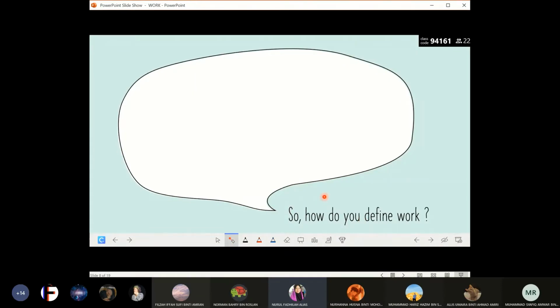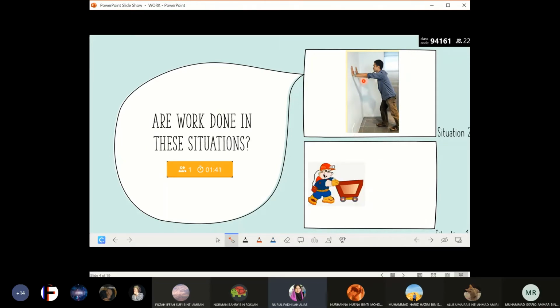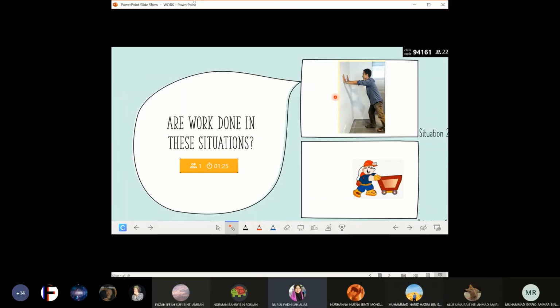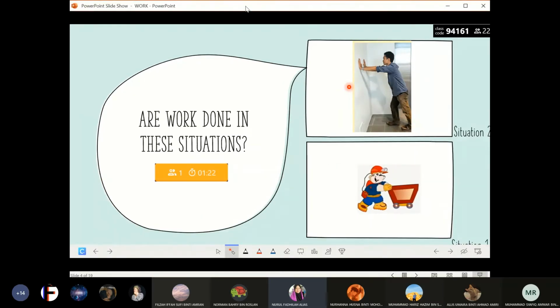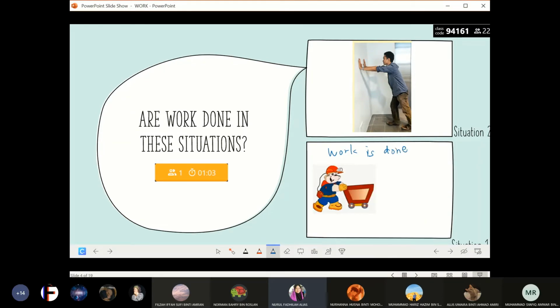Okay, so how do you define work? Just now we have seen two situations. And we have agreed that situation number 1 shows pushing, and that there is work being done. Agree? Right. If situation 1 means there is work being done, work is done here. You say work is done here, but you say this one has no work done.